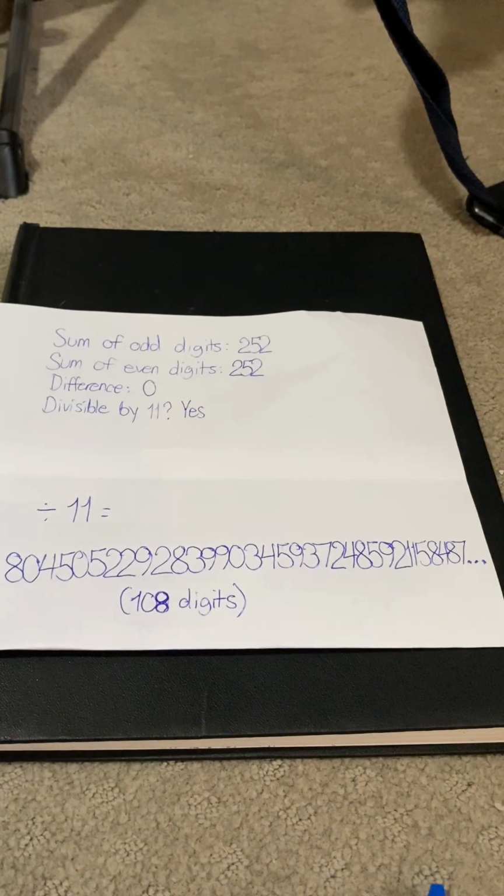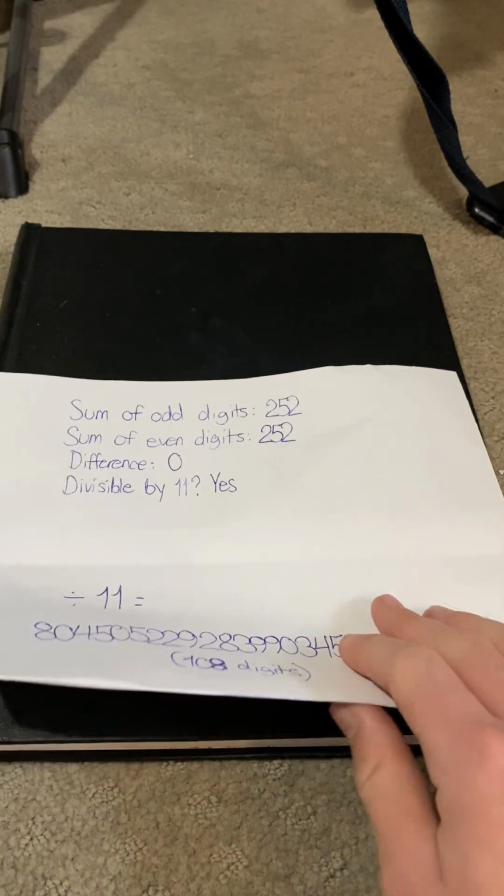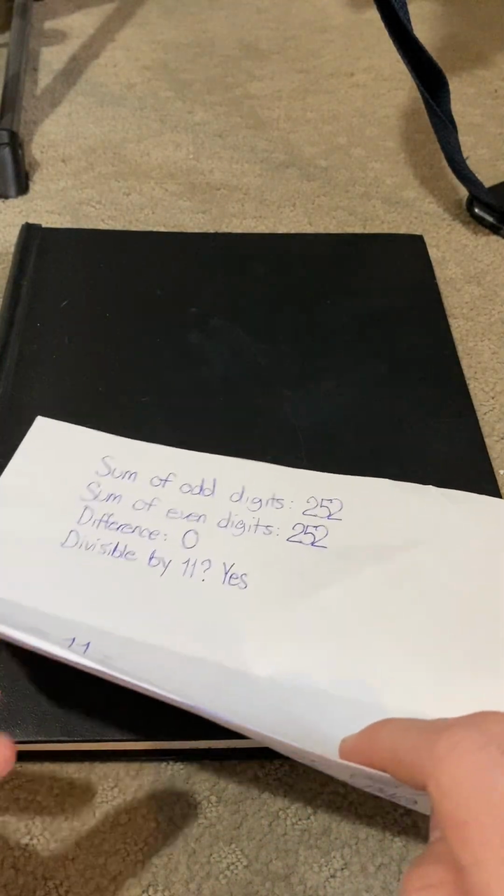Divided by 11 gives you 80450522928399034593724859211584887 and so on. That's 108 digits. But that is not it. You can also do some more things with this.